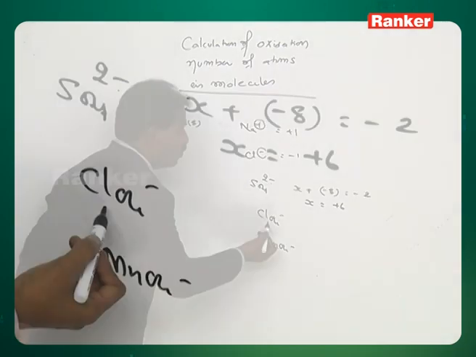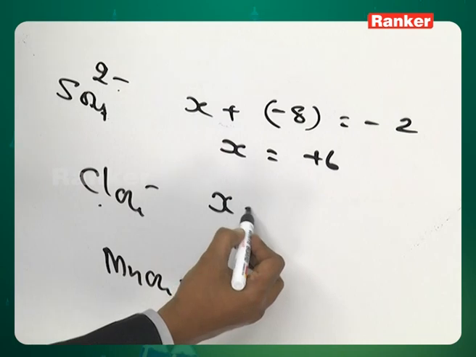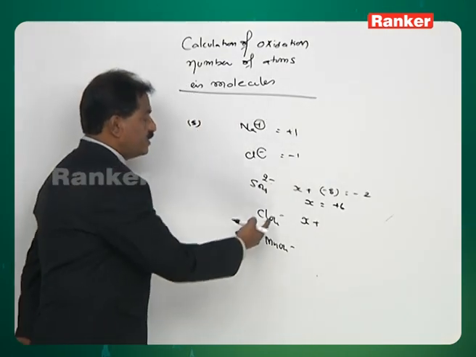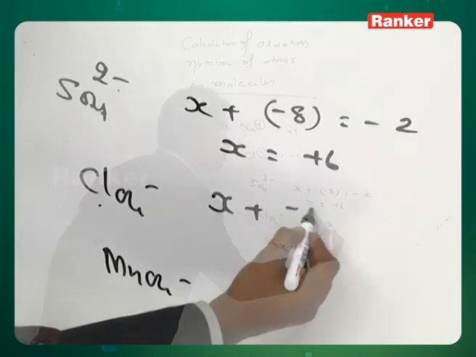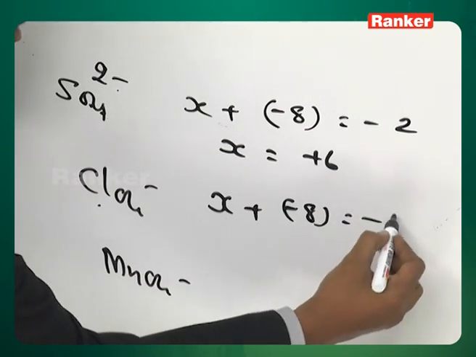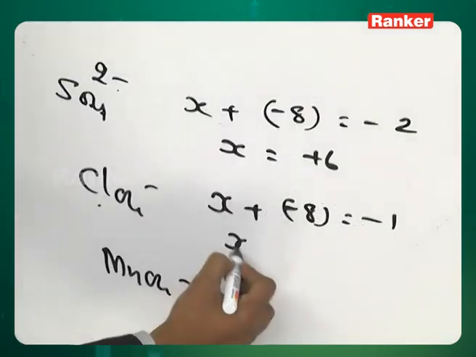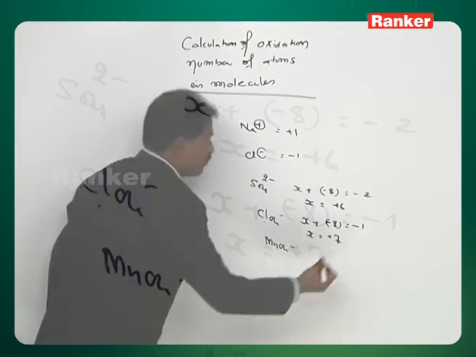Similarly, for chlorine, we can find out. Say chlorine oxidation state is X. Next, for each oxygen, -2. So, therefore, X - 8 is equal to -1. Therefore, X is equal to +7.